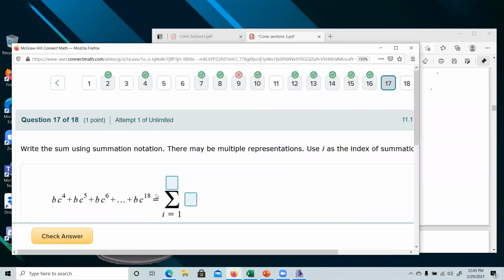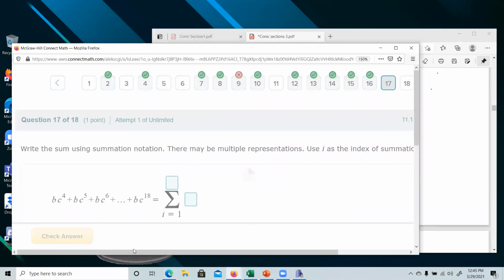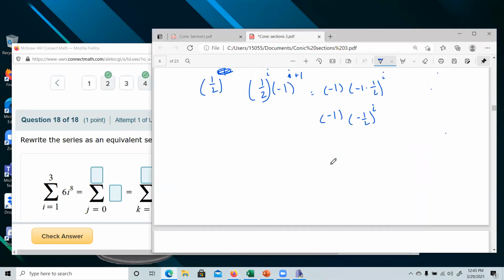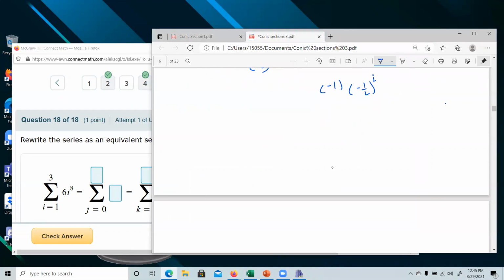Okay, I'll leave you to do this one. This one's not so bad. And the last one here, this one is clever. Okay, there is a spot. The only application I know of this is differential equations, but it's an important skill to be able to deal with. It's going from i equal to 1 to 3 of 6i to the 8th. And they want to know, what happens?